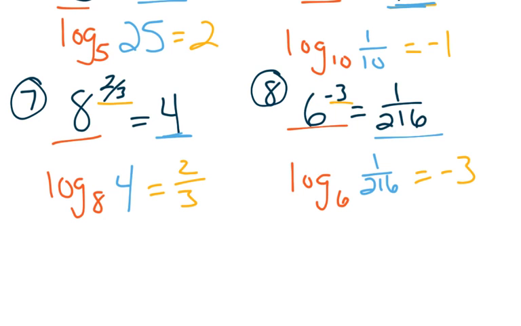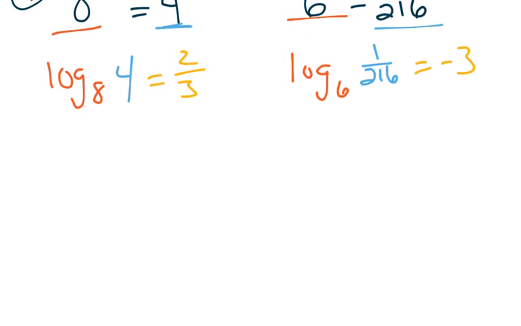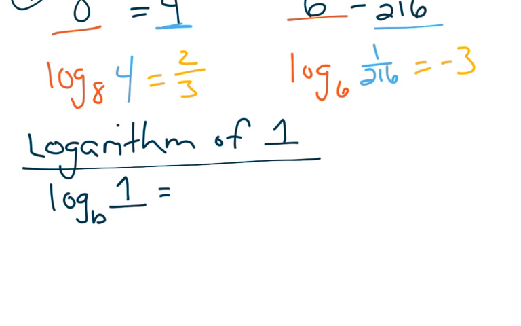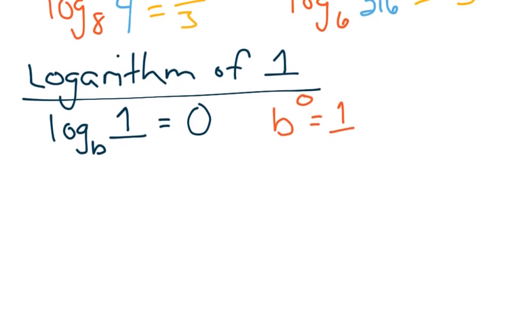They do mean the exact same thing. They are equivalent statements. I want to talk about two special kinds of logarithms. The first one is the logarithm of the number 1. If we have the log base b of 1, every time you take the log base whatever of 1, the answer is always 0. Because if we turn this into exponential form, it would be b to the 0 power, since 0 is your exponent, and any number to the 0 power is always going to be 1. So if you're ever taking the logarithm of 1, your answer is always going to be 0.